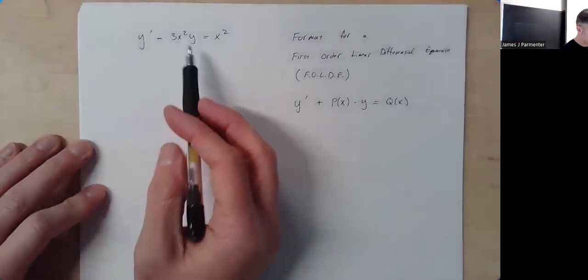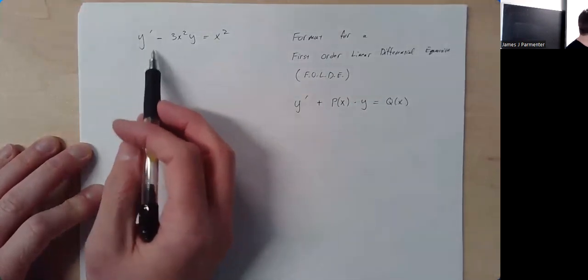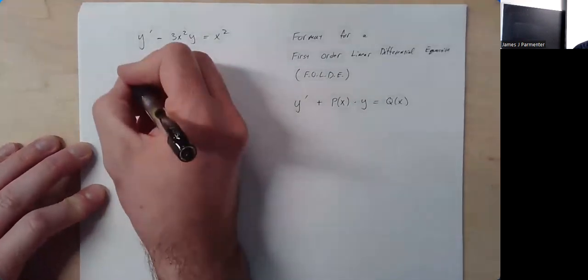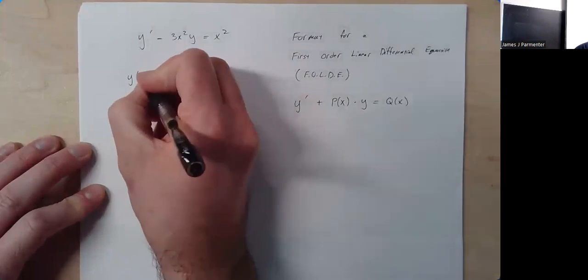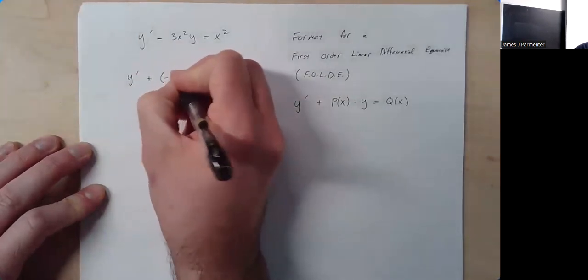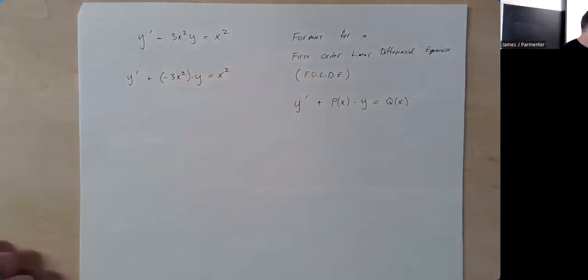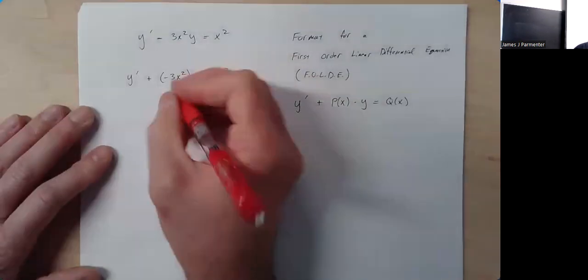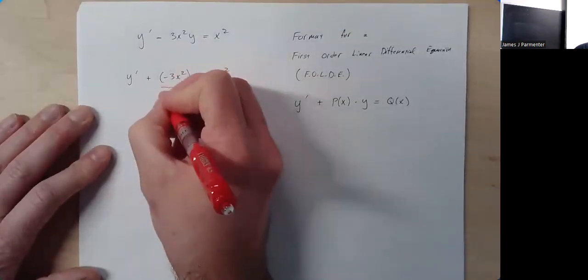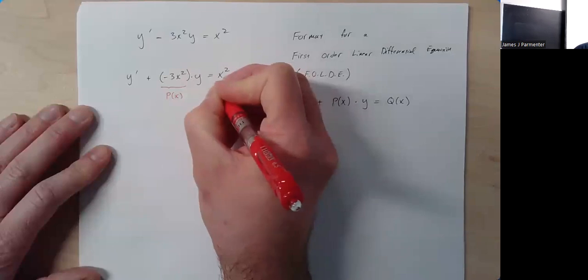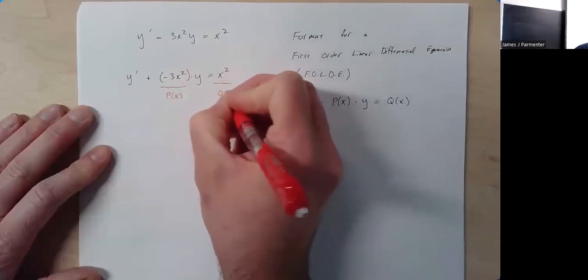This one definitely can be written this way, but we need to observe that this needs to be plus right here. So we should really think of this as y prime plus negative 3x squared times y equal to x squared. And we're going to note that this negative 3x squared is our p of x, and this x squared is our q of x.